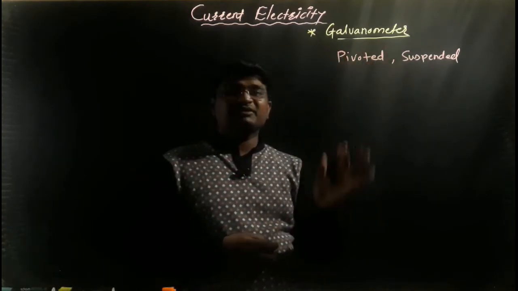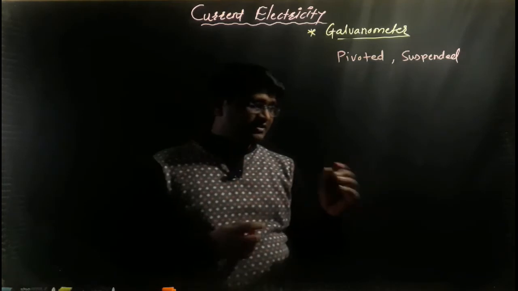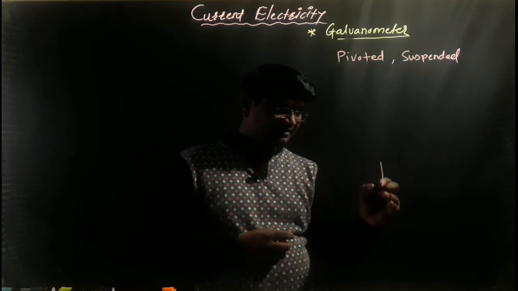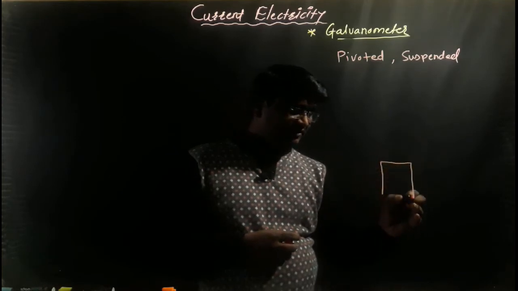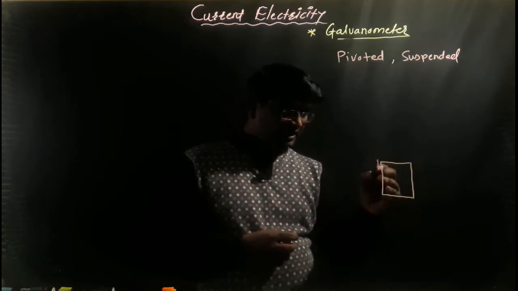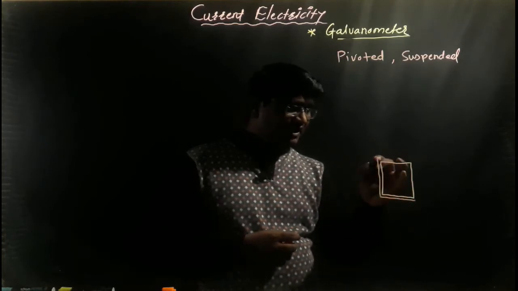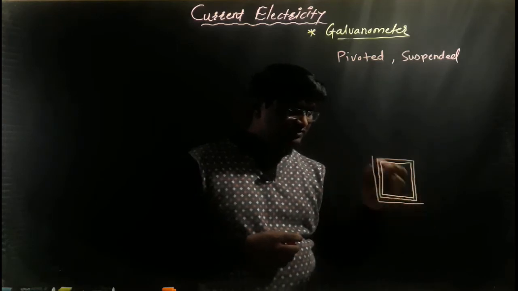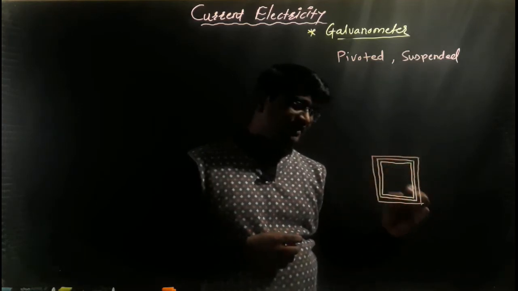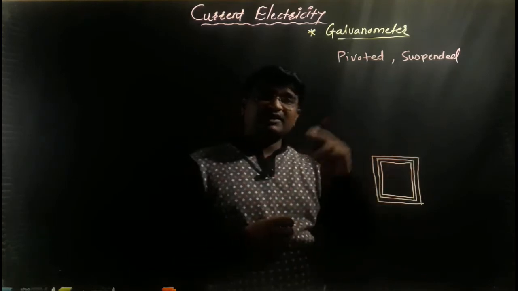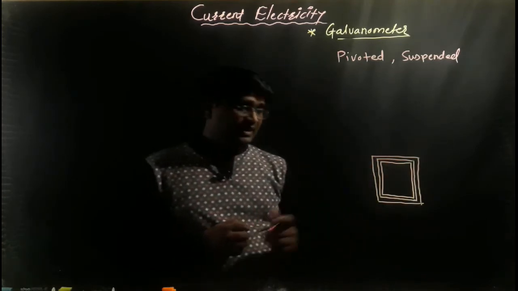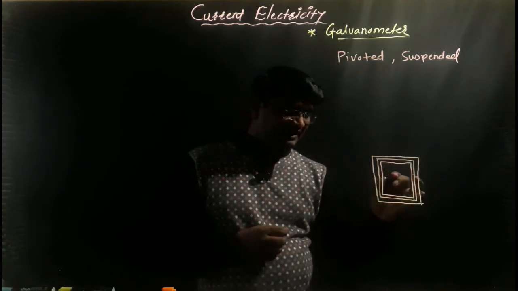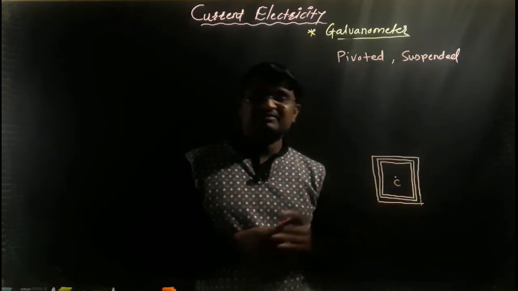We know that this galvanometer depends totally upon the coil. It has a rectangular coil, so we can draw the rectangular coil here. Imagine that this is a rectangular coil having n number of turns. This rectangular coil is wound on a non-magnetic material, and it has a cylindrical soft iron core at the center, which is denoted by C.